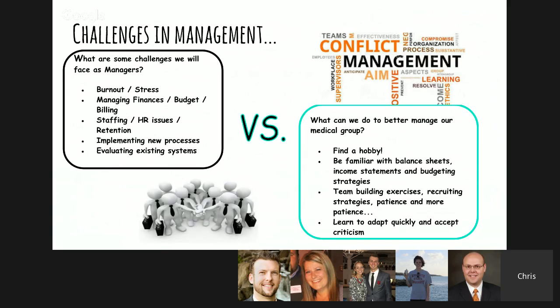Managing finances, budget and billing, the staffing issues, HR issues, retention. There's always high turnover in the medical field, and so we're always faced with having to keep our staff, keep them happy, and figure out ways to retain the staff. And whenever that doesn't work or our retention rate's not high enough, then we're always having to recruit, and both of those things can be challenging.